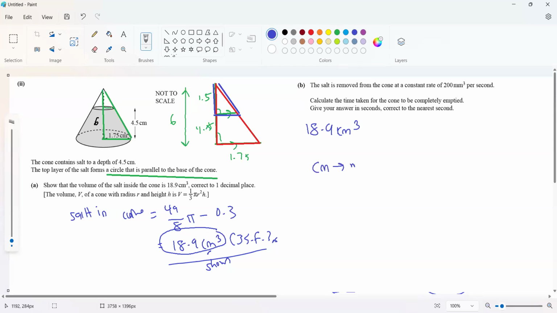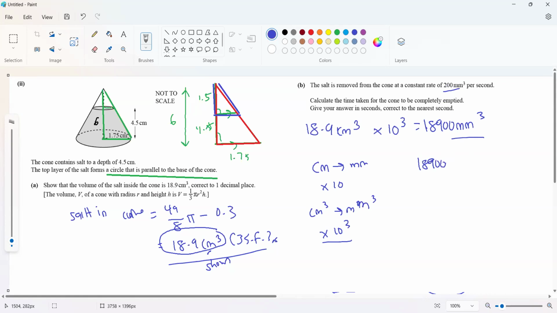First, we look at cm to millimeter. It is a multiply by 10. So a cm cube to millimeter cube has to be multiplied by 10 cube, right? Doing it 3 times. So from here, 18.9 multiplied by 10 cube would simply be 18.9 times 10 to the power of 3, which is 18,900 millimeter cube, right? And then it goes out at a rate of 200 millimeters cube per second. So all we need to do is just take 18,900 millimeter cube divided by 200. So this is the time taken.